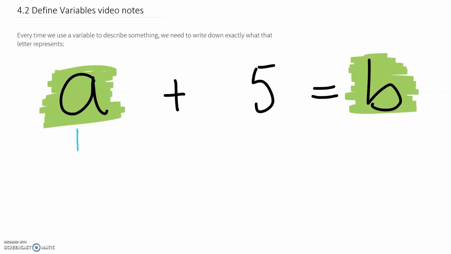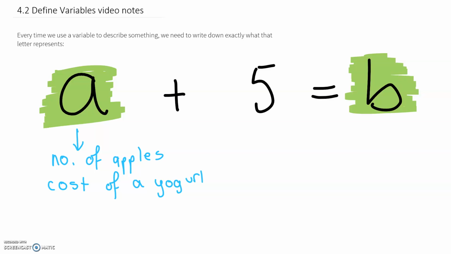You know, a could be the number of apples in a bag. It could be the cost of a yogurt. It could be the weight of my cat. It could be a bunch of different things. Anything that can change could be that variable. So this equation doesn't really mean much until we actually say what this letter represents.